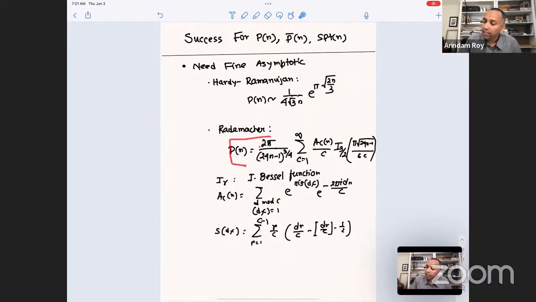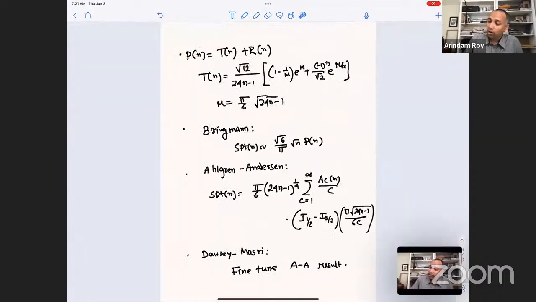So this representation of the partition function has one beauty: with just a little bit of work, one can write the partition function as a main term and an error term. Let's not focus on the error term because of course it is smaller than the main term. But if you notice the main term, it looks like square root of 12 over 24 (n minus 1) times (1 minus 1 over mu) e to the power mu, and most importantly the next term, minus 1 to the power n over root 2 e to the power mu over 2. And mu is given by that.